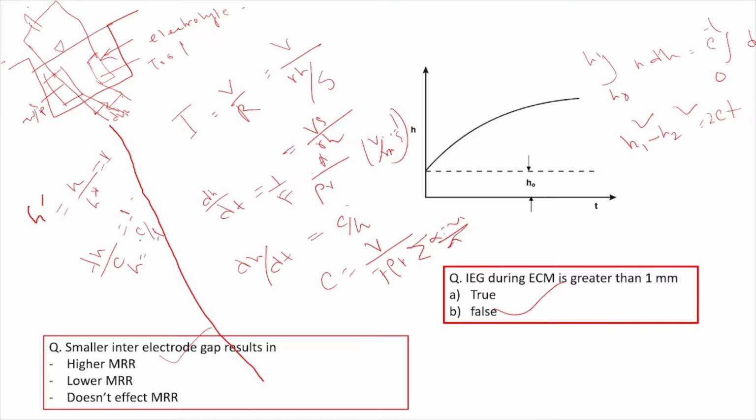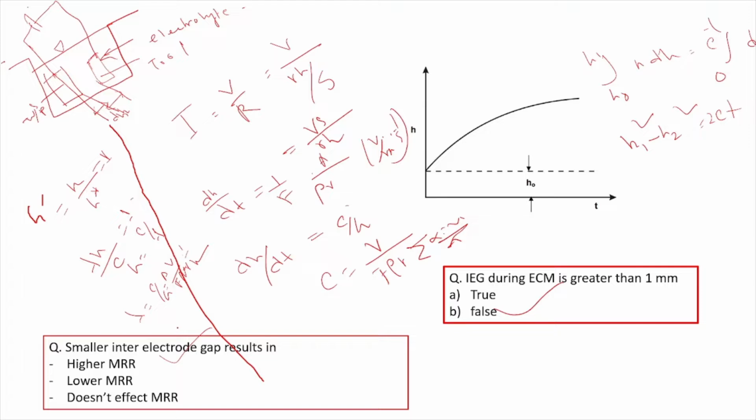Actually, ECM is self-regulating, as we will see from the derivation. The aim of the derivation is to prove that the MRR will be equal to the feed rate. So ECM is a self-regulating process. For that, the derivation gave H equals C by F, or F equals C by H, where C we know is A V by F into rho V R into 1 by H.